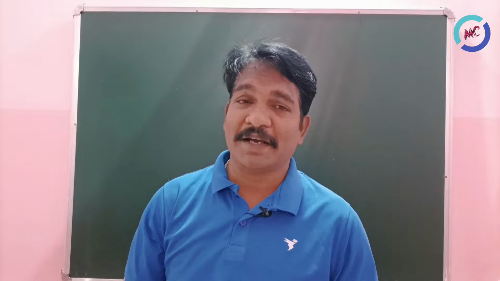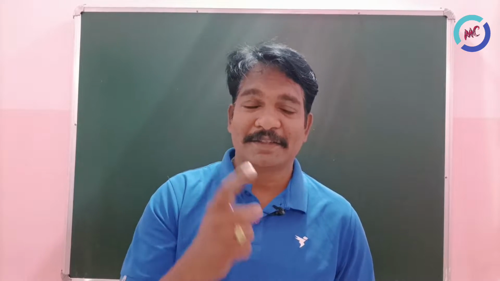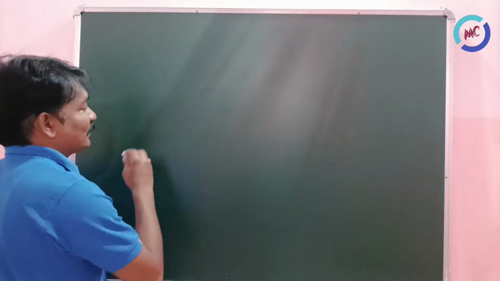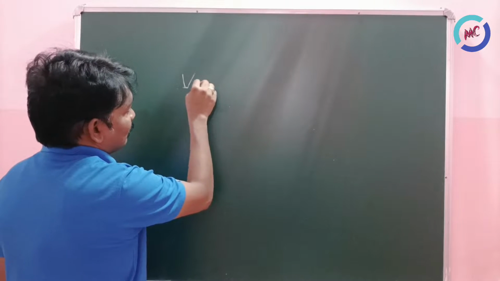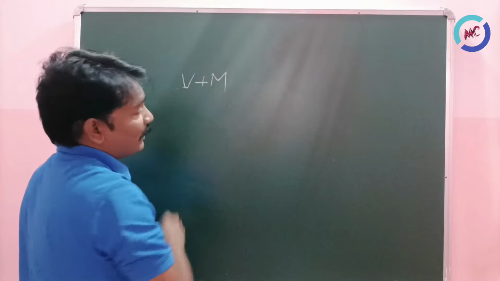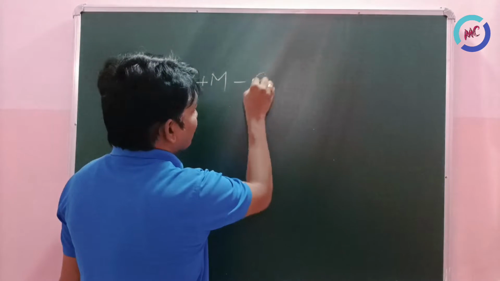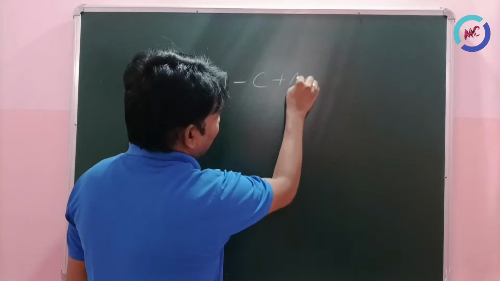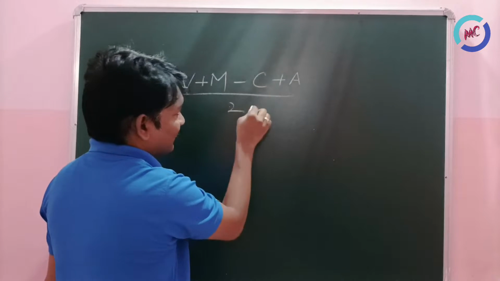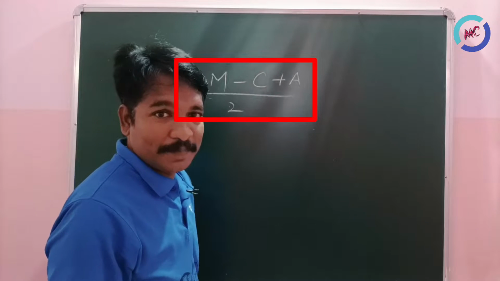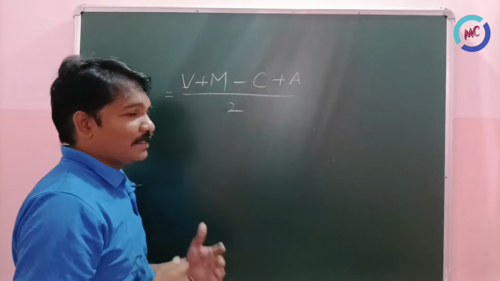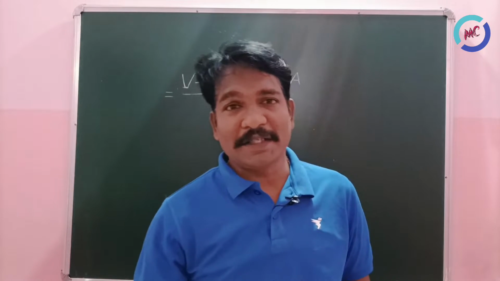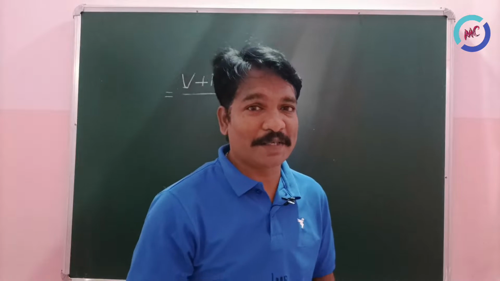To find the hybridization of a molecule and shape of the molecule, we have a shortcut. It's nothing but the formula to find out hybridization number. Number of valence electrons plus number of monovalent side atoms minus number of cations plus number of anions, by 2 gives the hybridization number. That hybridization number gives us the type of hybridization and shape of the molecule. Let us check with a few examples.